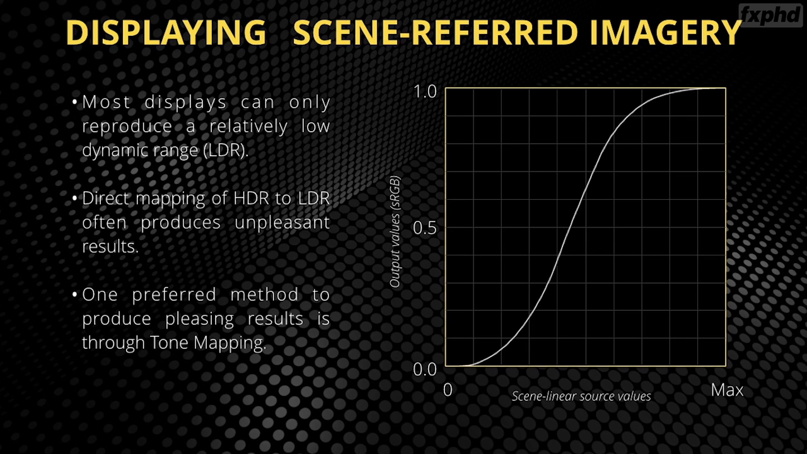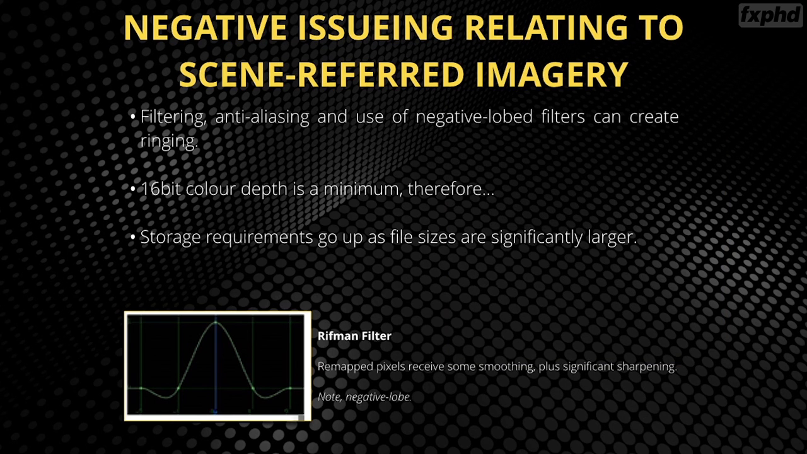So we know that most displays can only represent a relatively low dynamic range, LDR, low dynamic range information. There are some HDR monitors out there, but most of us don't have them. Direct mapping of high dynamic range information to a low dynamic range display often produces pretty unpleasant results. So one method, as I said, is using this S-curve, which can be called tone mapping. So basically what you do is you round off the brights and the darks and you keep the middle information. Now, I said that you can cause some problems in doing this. Some of the problems are these.